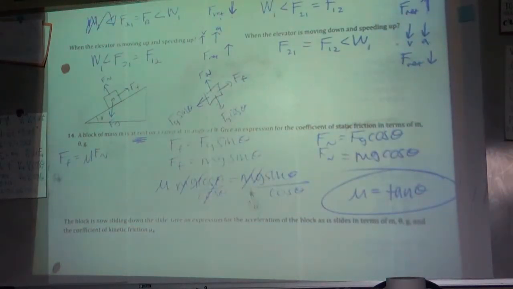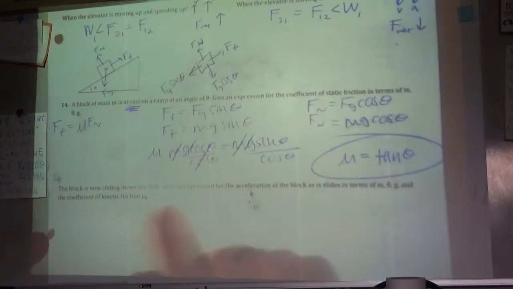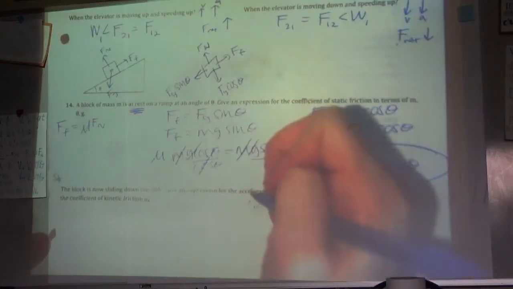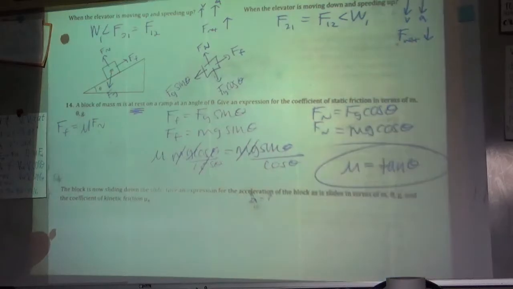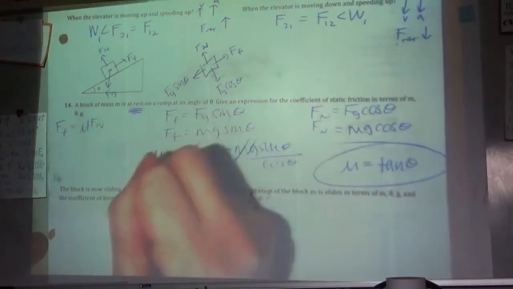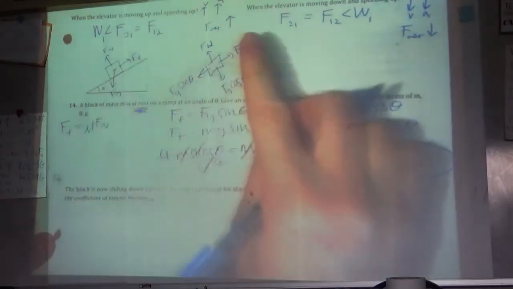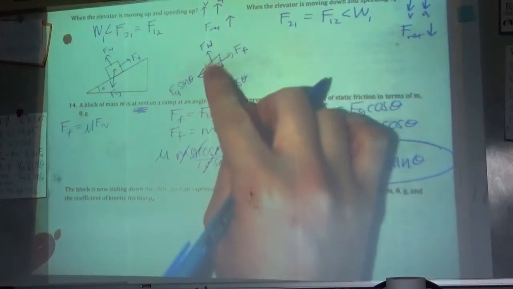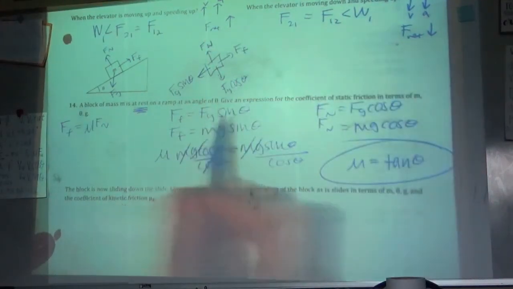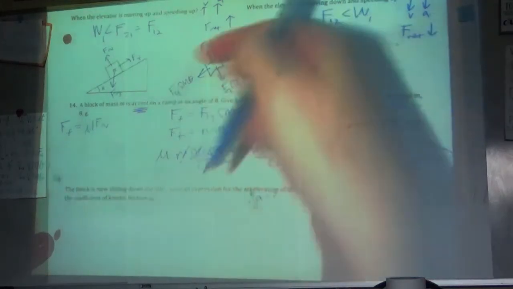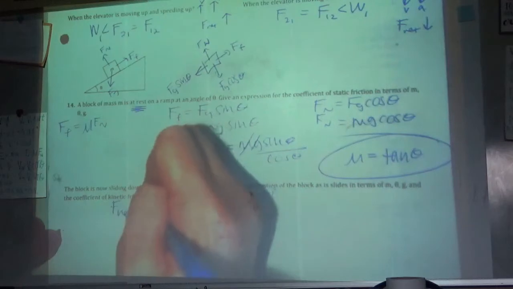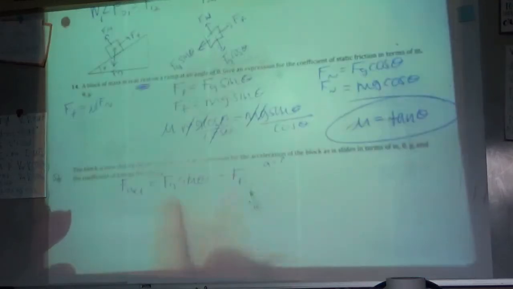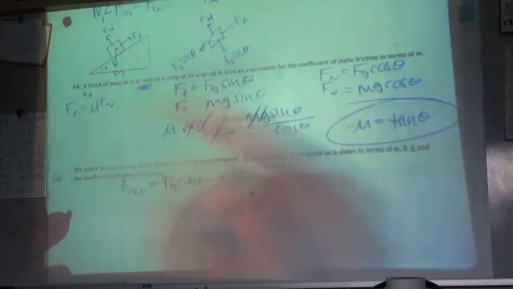The block is now sliding down the slide. Give an expression for the acceleration in terms of these things that we have been given. So super similar right here, super similar to right here. The only difference is that now they aren't balanced. There's going to be acceleration. The acceleration is in this direction. So the net force is going to be the Fg sine of the angle minus the friction force, because friction will be working against that gravity force.